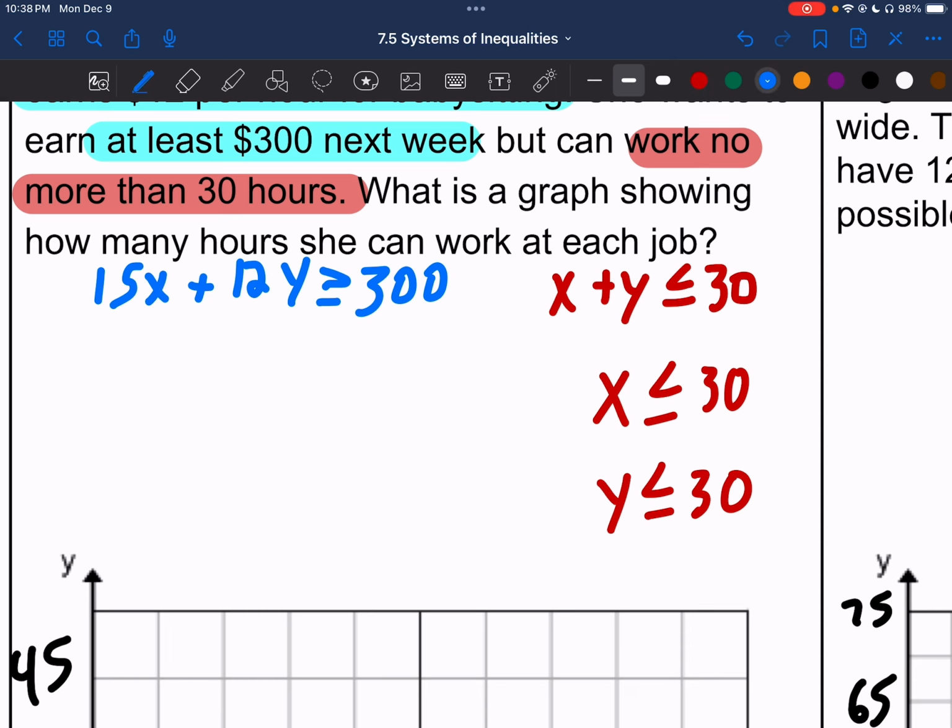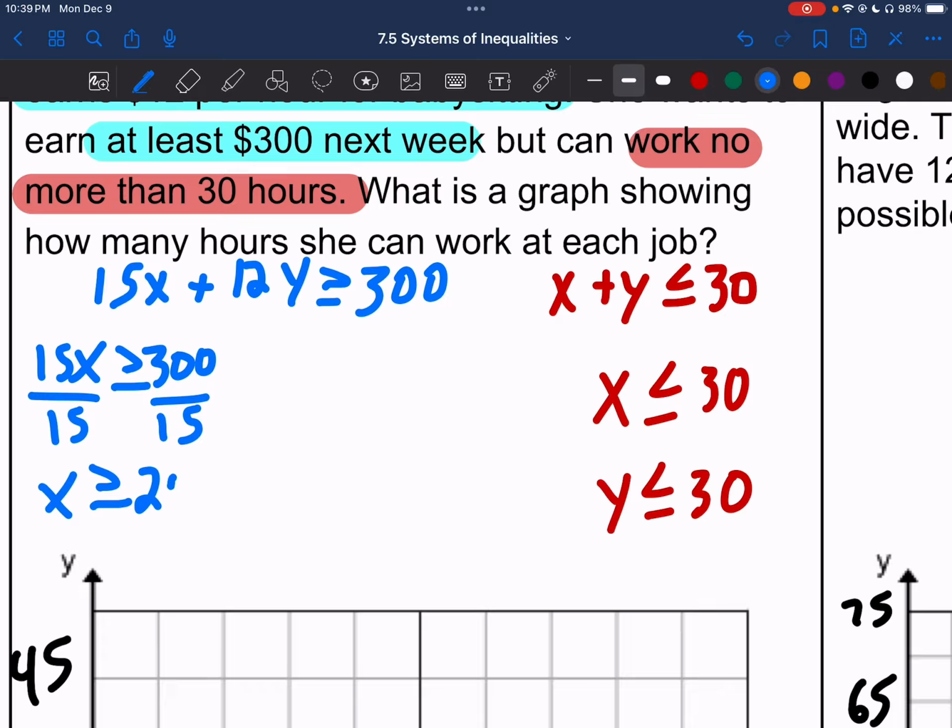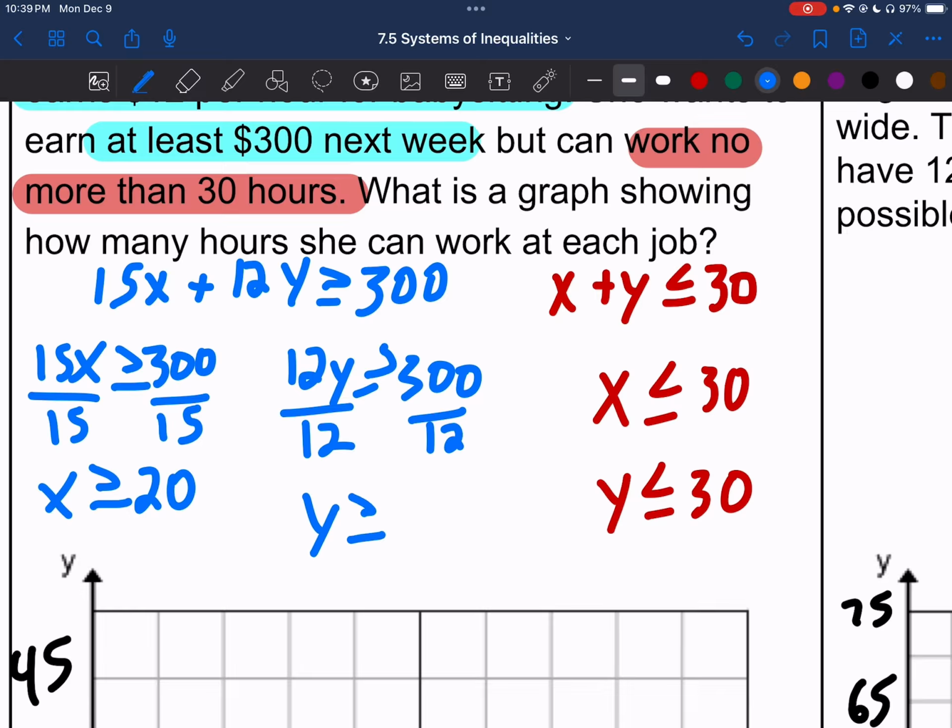Okay, now we need to look at our other equation. If we did 15x is going to be greater than or equal to 300. So if she only did dog walking, what could she do? She would have to work at least 20 hours. And if she only did babysitting, we would divide by 12. And so y would be greater than or equal to 25. So if she only babysat, she'd have to work 25 hours. If she only dog walked, she'd have to work 20.